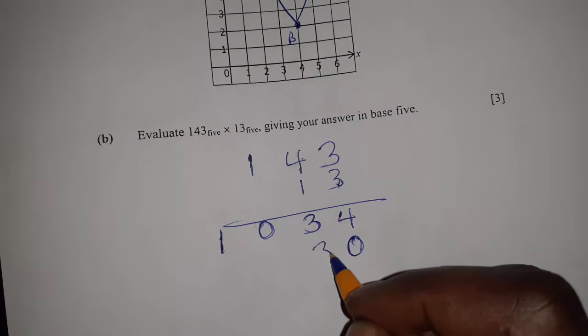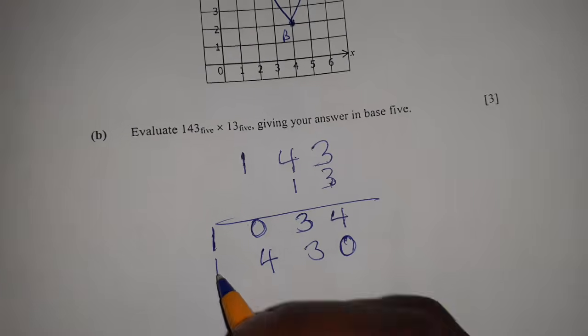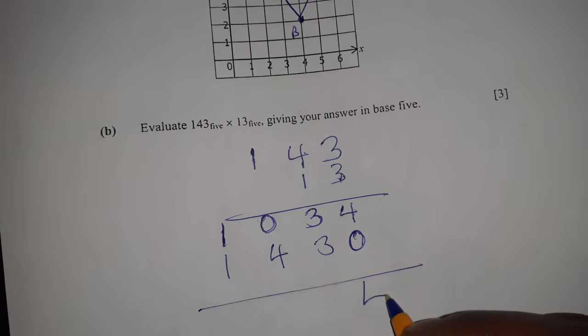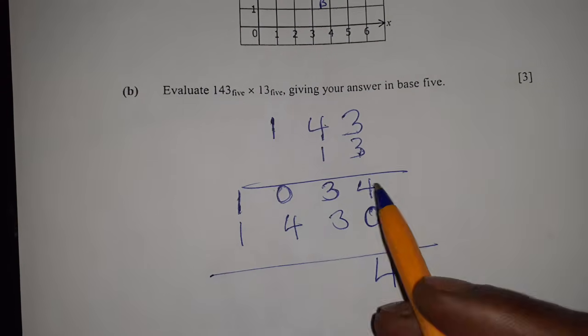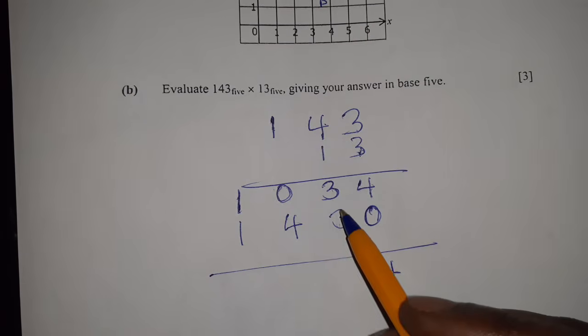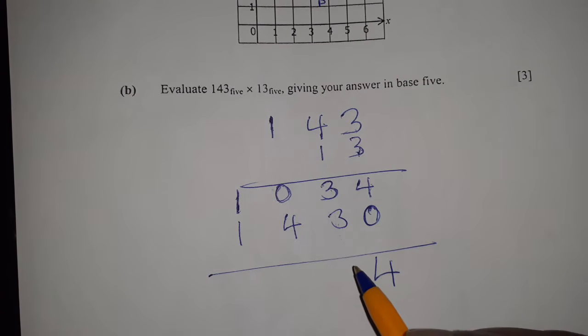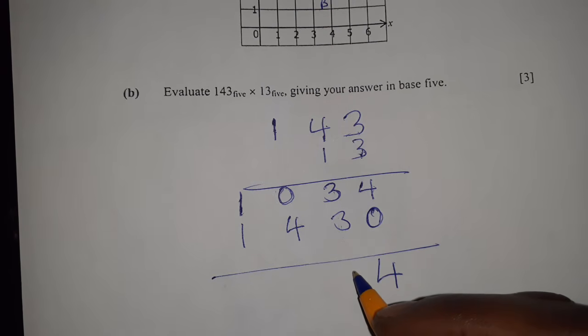Then you have 3, 4, 1. Add these. You have 4. Okay. When you add these, what do you give? They give you 6, and you can't write 6 here. So you divide 6 by 5. You get 1 remainder 1.